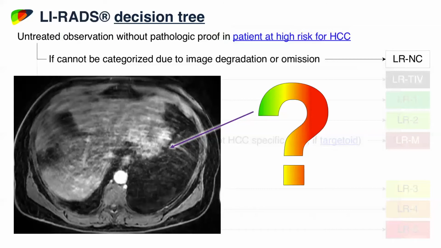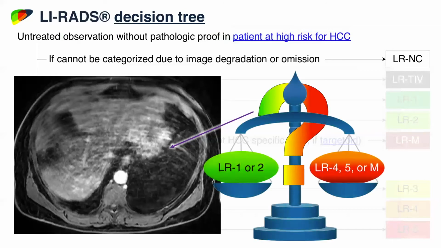So I'm looking at this blob of enhancement there, and I have no idea if this is an artifact or a cholangiocarcinoma. This could be nothing. This could be a devastating malignancy. I have no way of telling the difference based on these horrible images. So I apply LRNC, non-categorizable. Non-categorizable means you cannot tell whether it's more likely benign or malignant.